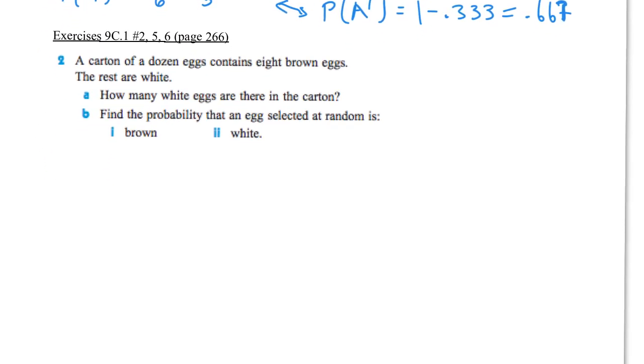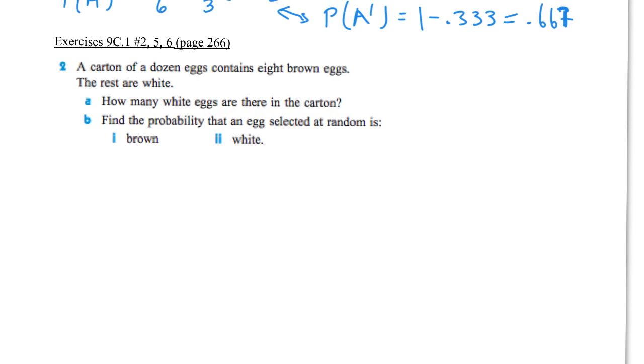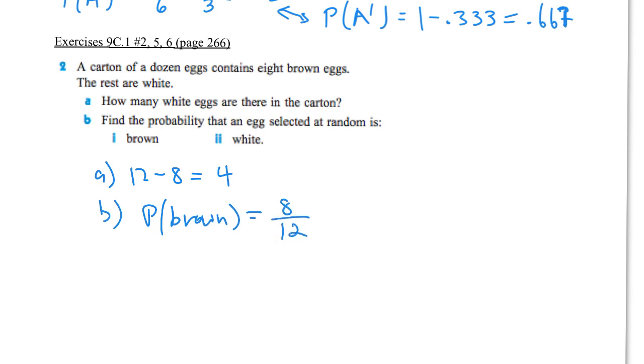All right, so some examples to model those two rules. If I have a carton of a dozen eggs that has 8 brown ones and the rest are white, how many white ones are there? Okay, so some simple math right here in part A. 12 take away 8 would be 4. Part B, what's the chance that I randomly pick a brown egg? Well, following rule number 1 above, this is really simple, guys. There's 8 brown ones out of 12 eggs in the carton, and the probability I get a white one, there's 4 white ones out of 12 eggs in the carton.